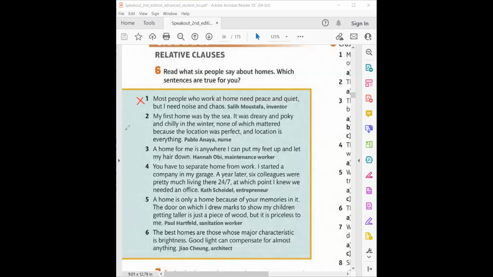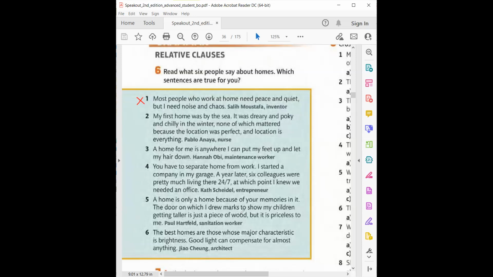Yes, Ikram, you can read the second one. My first home was by the sea. It was dreary and pokey and chilly in the winter, none of which mattered because the location was perfect. And location is everything. So the house was dreary, pokey, and chilly.